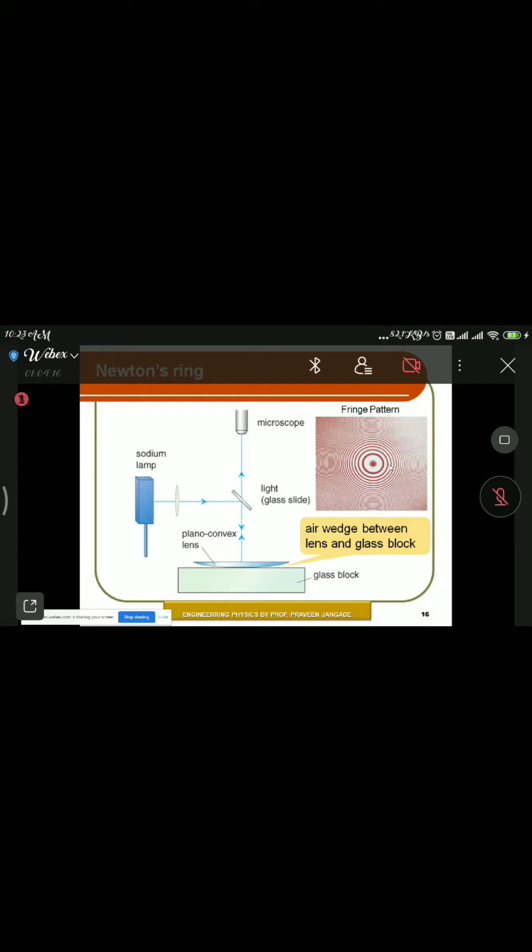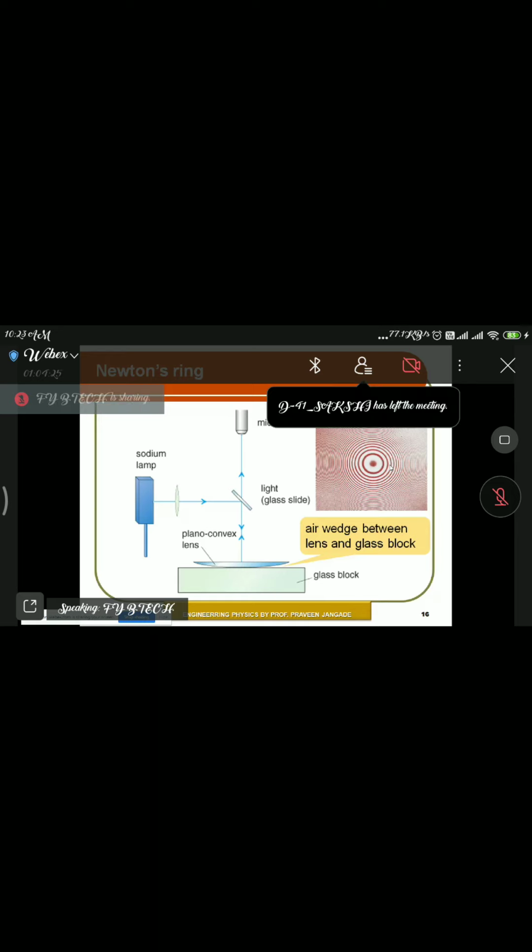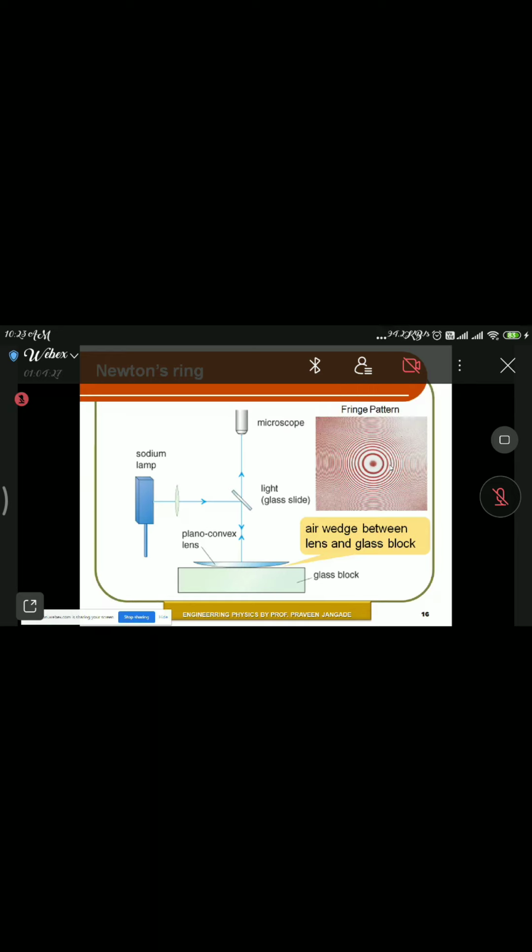So this is what the pattern appears to be in the case of the Newton's ring experiment. In Newton's ring, the things that you have to remember: one is why the center spot is dark. The center spot is dark because this is the point of contact. At the point of contact, the thickness of the film is minimum, almost zero, or you can say t is very much less than lambda, and it satisfies the condition of destructive interference as the amplitude becomes zero. Therefore, the center spot appears dark in reflected light.